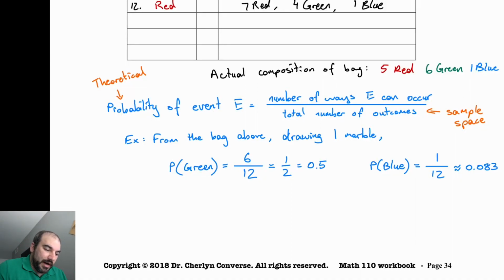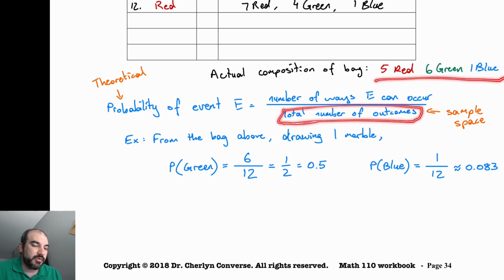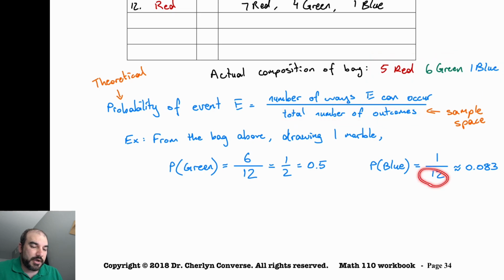And so, probability of an event is the number of ways that an event E can occur. So, if we're looking at blue, for example, there's only one way that that event can occur. Drawing a blue marble, there's only one way, over the total number of outcomes, which is all 12 marbles that could be pulled out of the bag, which are different outcomes.